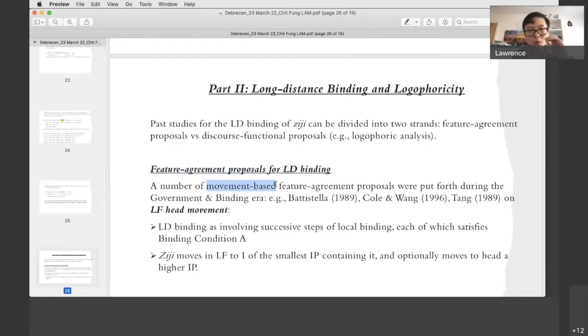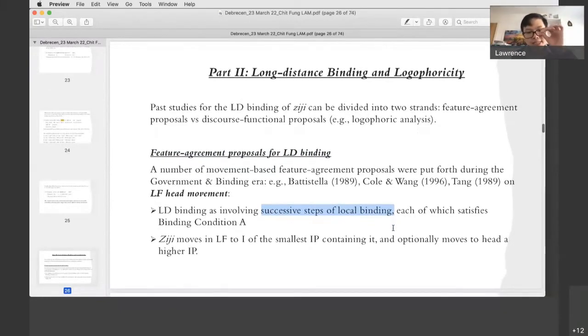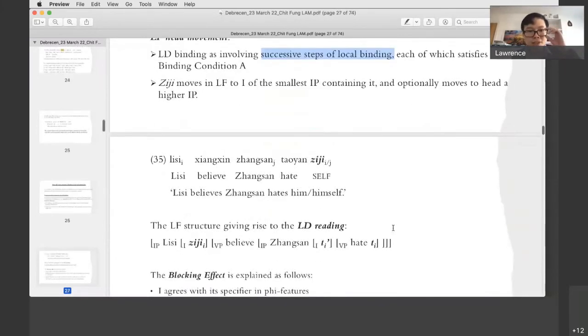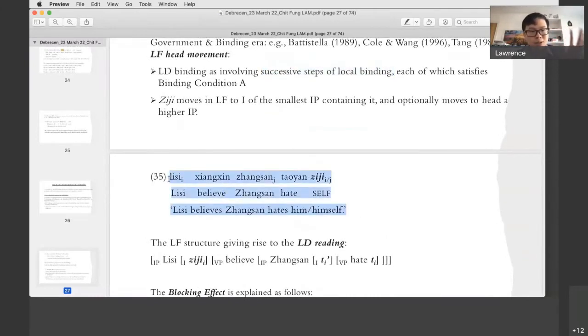These proposals always do something called LF movement. Long distance binding in these proposals is considered as successive steps of local binding, so each of these steps will satisfy Principle A. In the movement, the entity moves at LF to the I position of the smaller IP and then moves up and up. I'll give an example here, which I made to capture the essence of the LF head movement proposal in the 80s, although different proposals have different technical details.